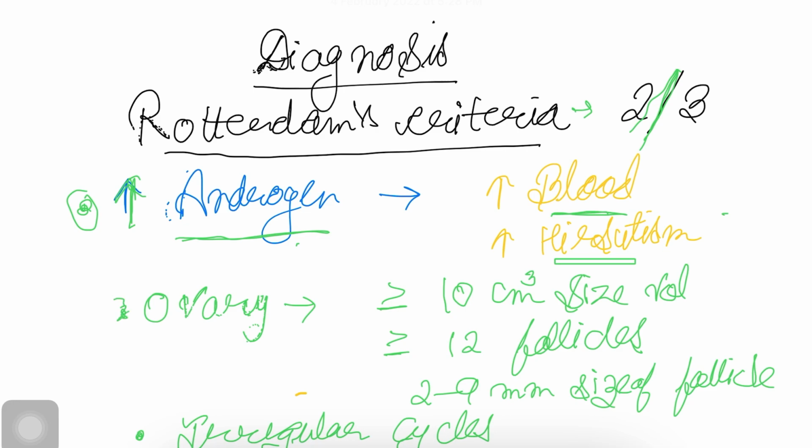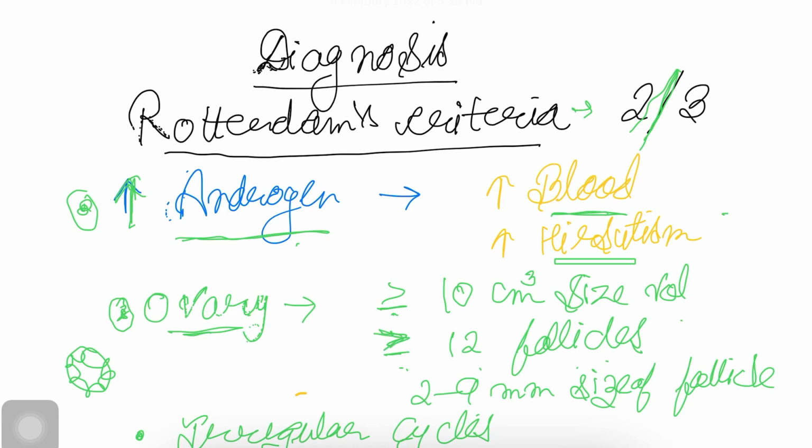Okay, next, ovary. In the ovary, there should be a volume of more than 10 cubic centimeters and more than or equal to 12 follicles, of 2 to 9 mm. Follicles are small, but they are more in number because they are not ruptured, so they are arranged on the side of the ovary in a necklace pattern.